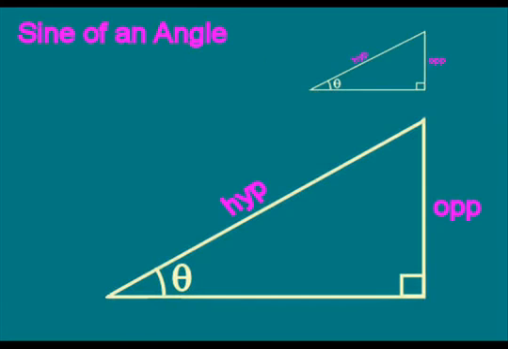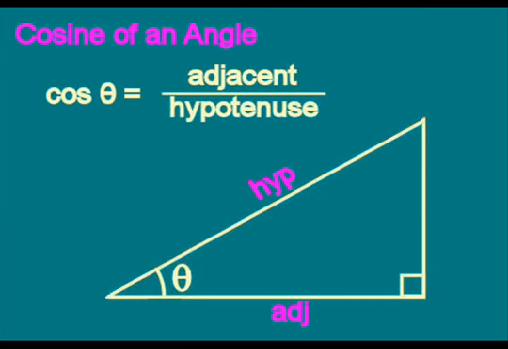Suppose you use the large triangle and your friend uses the tiny one. Do you get the same value for sine theta? Yes, because the triangles are similar. So we don't have to worry about that. The cosine of an angle is defined to be its adjacent side divided by the hypotenuse.